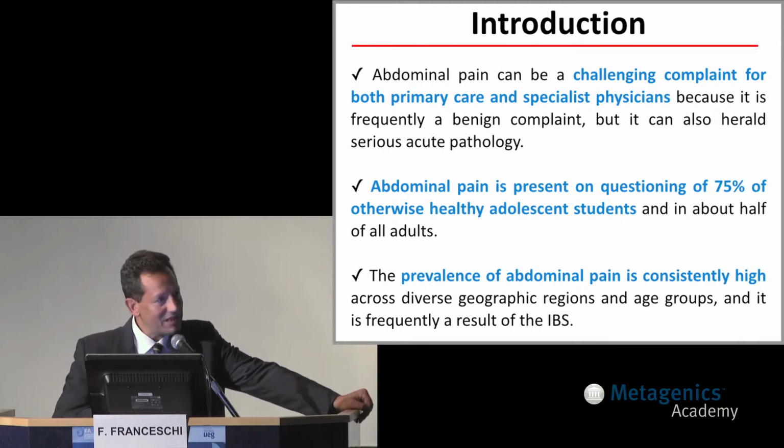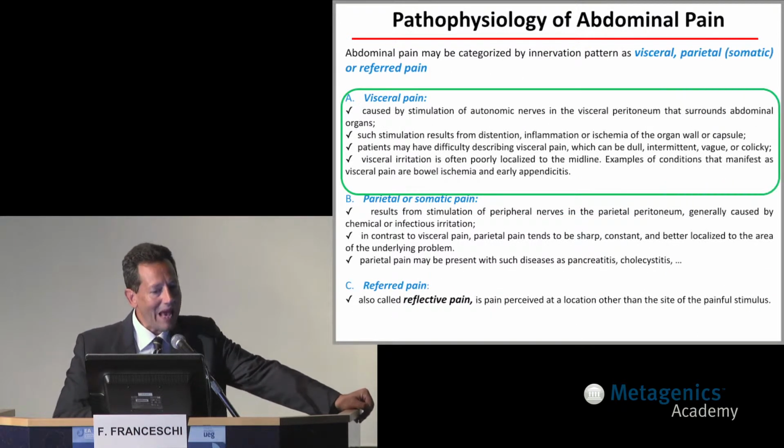So abdominal pain can be a challenging complaint for both primary care and specialist physicians, because if we ask people, about 75% of otherwise healthy adolescent students refer abdominal pain at least once in their life. So it's a very common symptom. And the most common cause of abdominal pain is visceral pain.